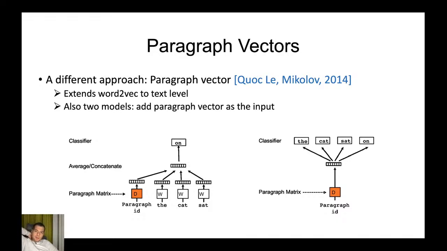So it is also based on two models, one based on Skipgram and one based on CBOW, and it changes the Word2Vec model by adding a paragraph vector as the input. So you still have the words in the context in the paragraph and try to predict the target word, but here you also use a paragraph vector as input, and the same applies to the Skipgram model. So here you have the paragraph matrix and you try to predict the words in the context.